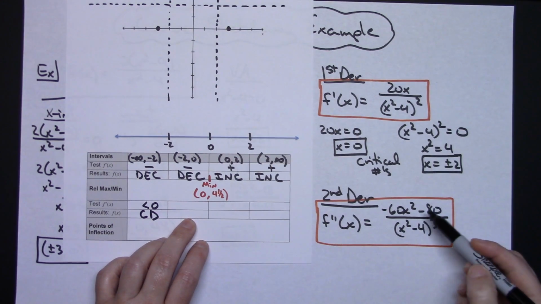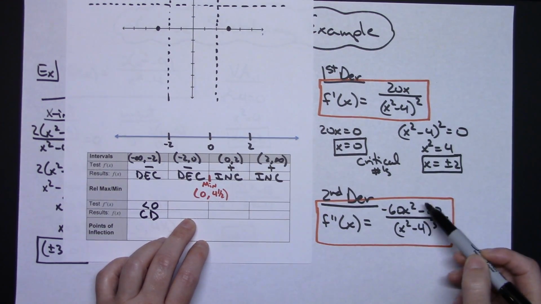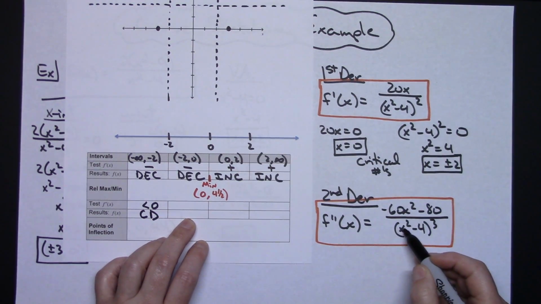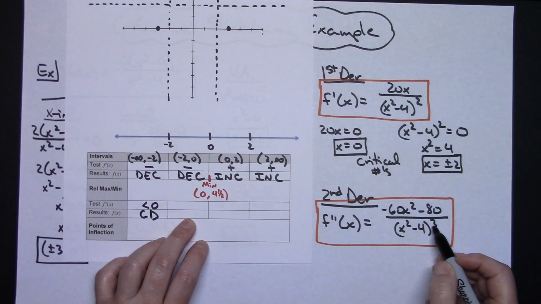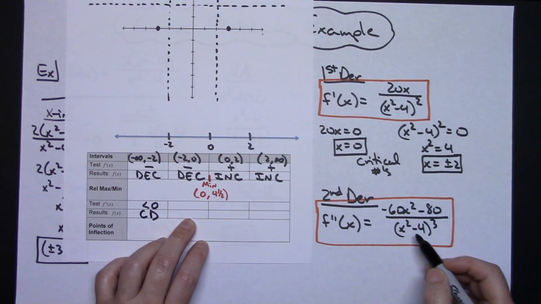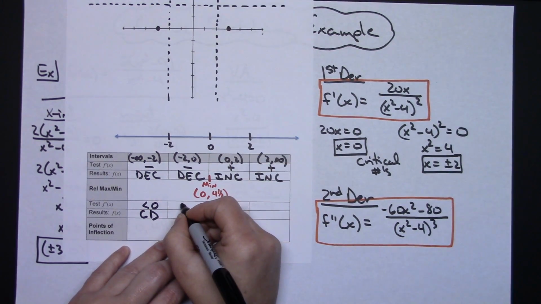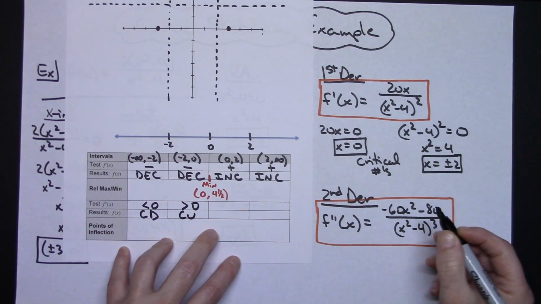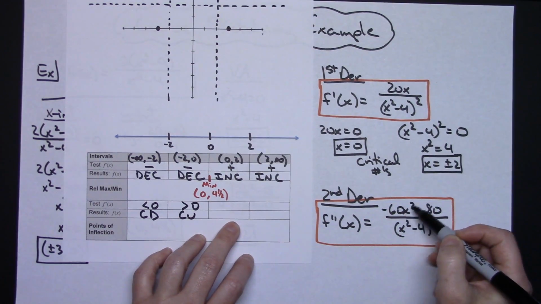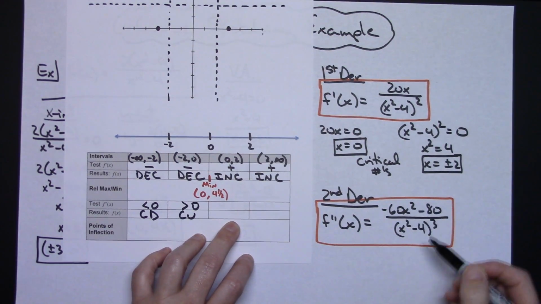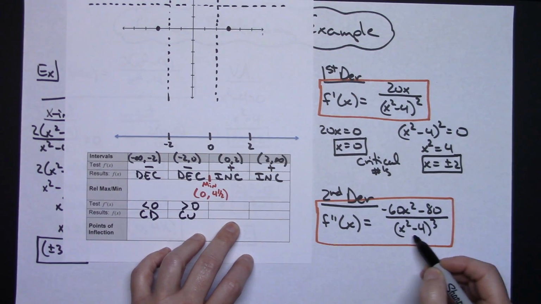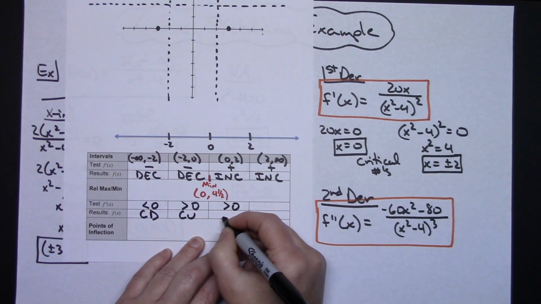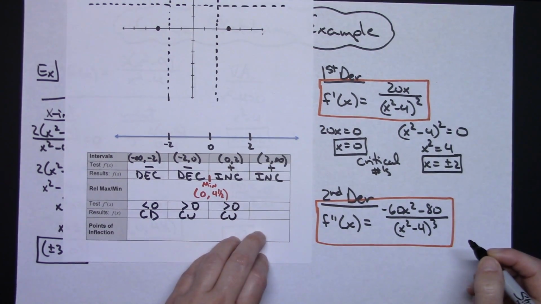Plugging in a negative 1 here, oh wait a minute, this will be negative on top, and then plugging in a negative 1 here, negative cubed gives me another negative, so negative divided by negative, this one's going to be greater than 0. Almost missed that one, and then that makes the original function concave up. Plugging in a positive 1 here will give me a negative on top. Plugging in a positive 1 here, negative cubed still going to be negative, so again, greater than 0, and a concave up on the original function.